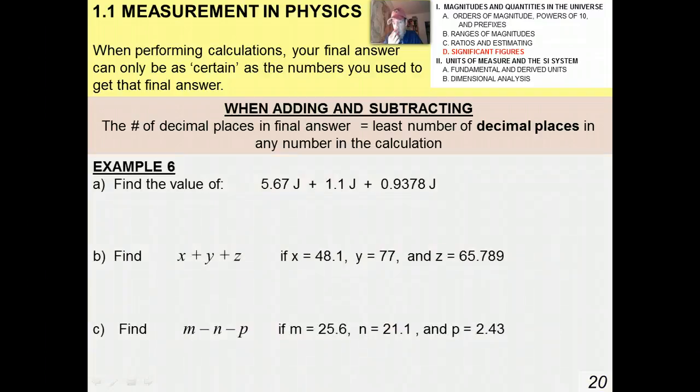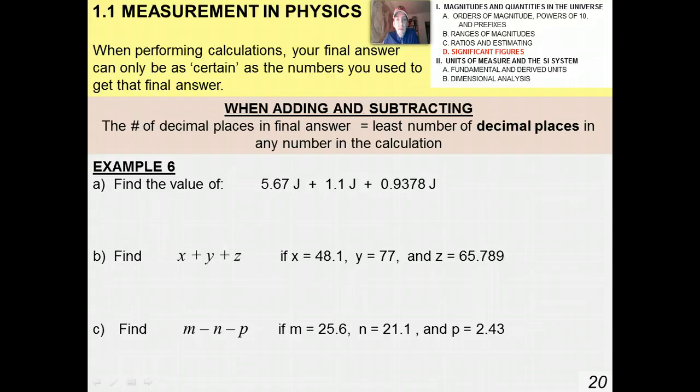So let me just give you a couple of examples. Part A, we're going to add together these three values of energy. It looks like work or energy, all right? If you want to talk about significant figures, the 5.67 has 3, the 1.1 has 2, and the 0.9378 has 4.